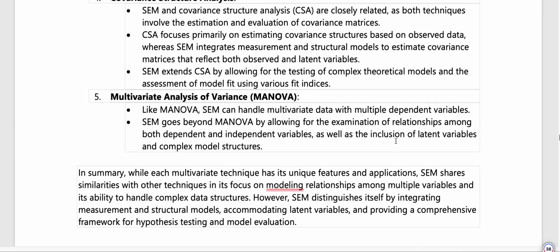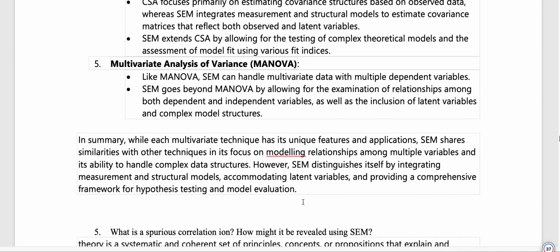Multivariate analysis of variance, MANOVA. Like MANOVA, SEM can handle multivariate data with multiple dependent variables. SEM goes beyond MANOVA by allowing the examination of relationships among both independent and dependent variables, as well as the inclusion of latent variables and complex model structures.